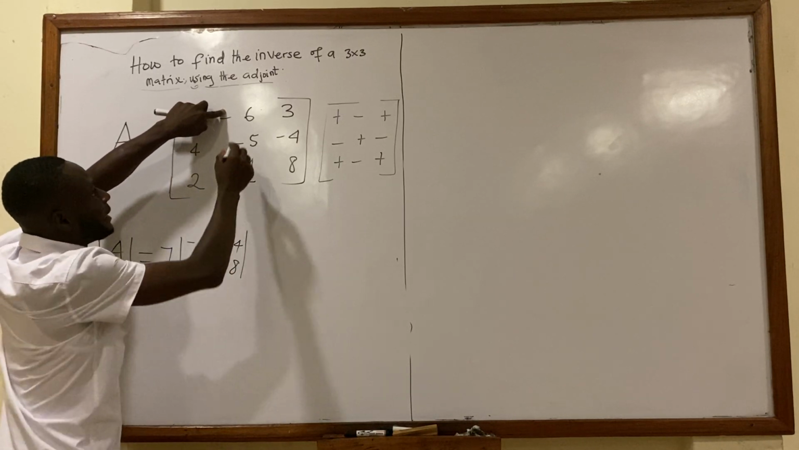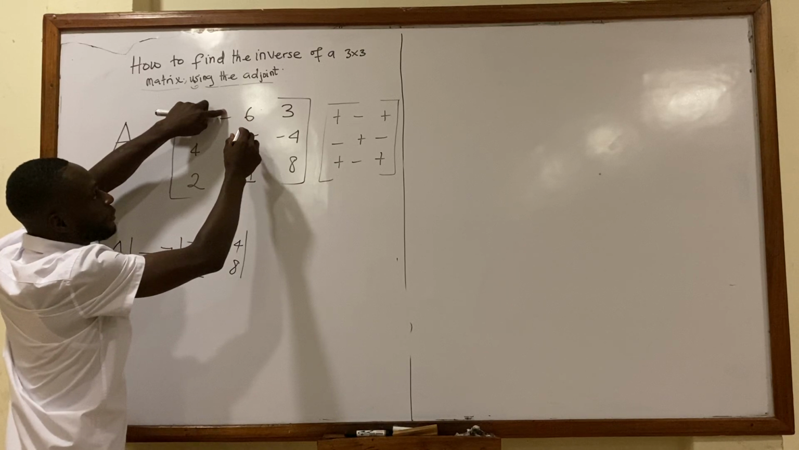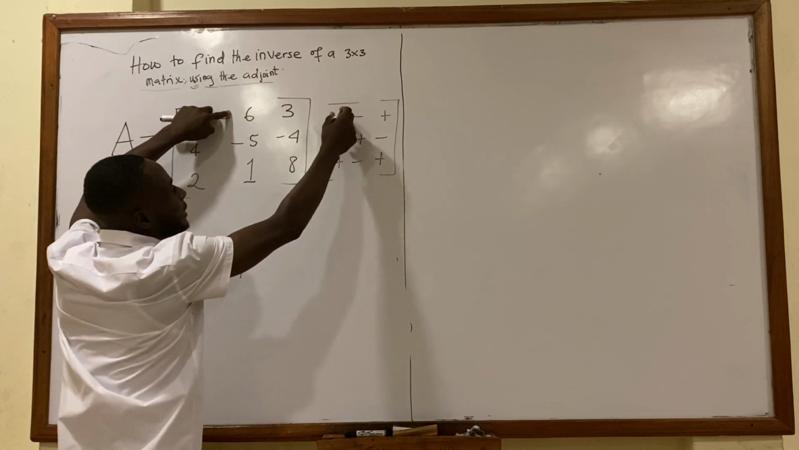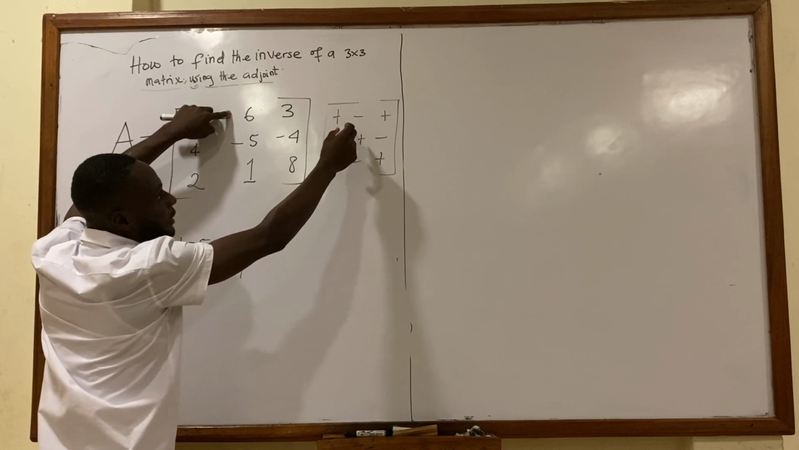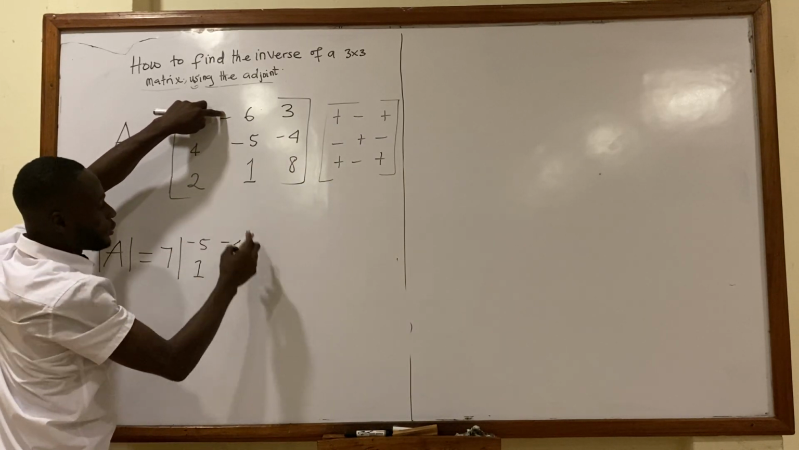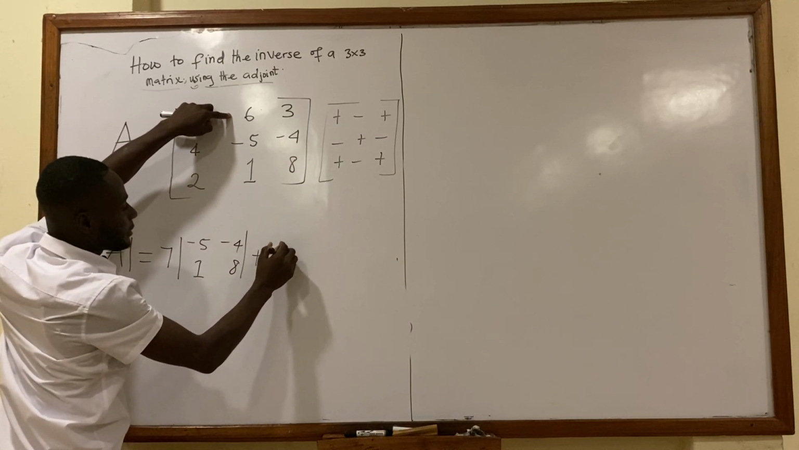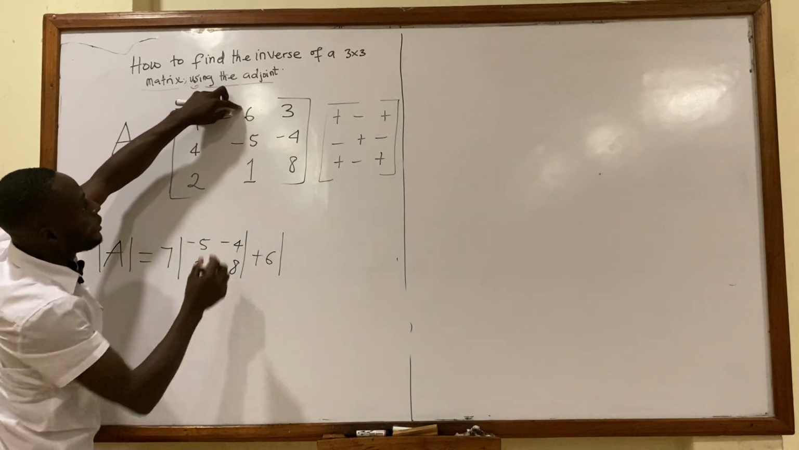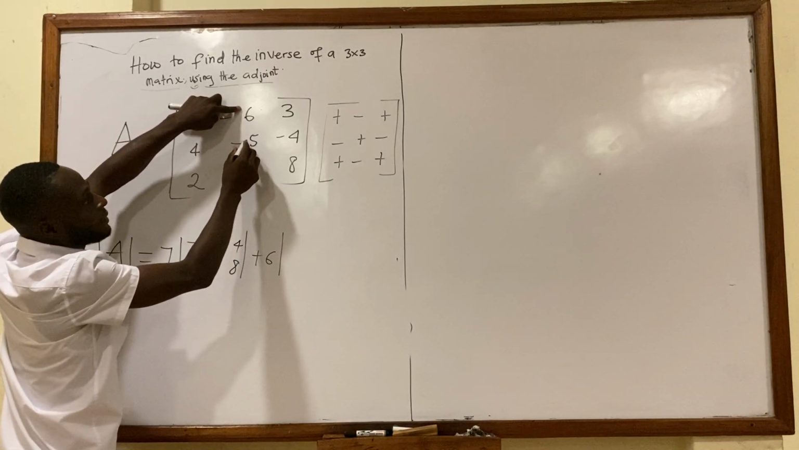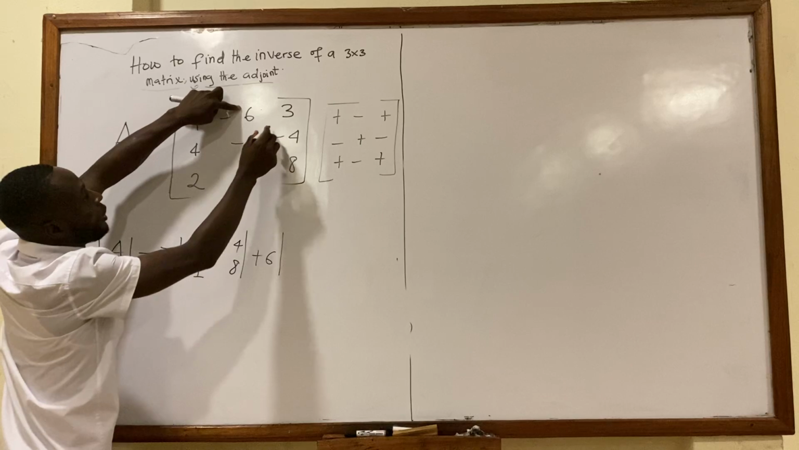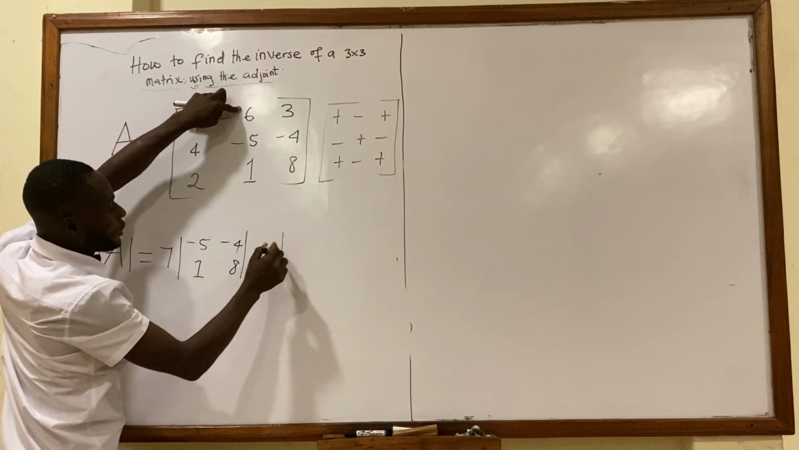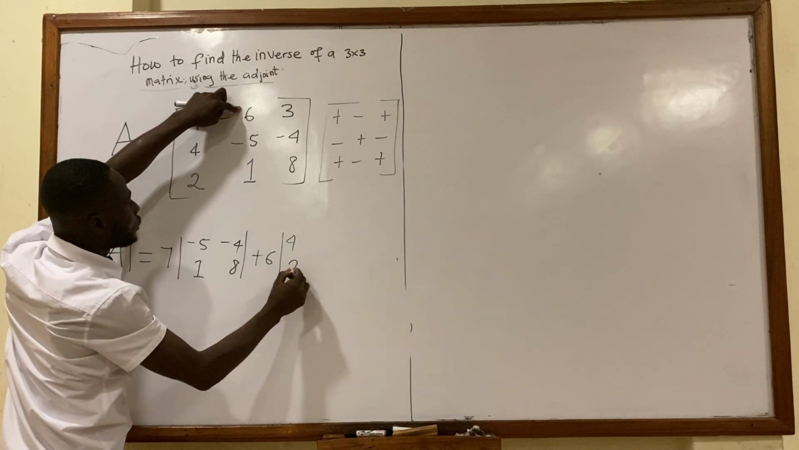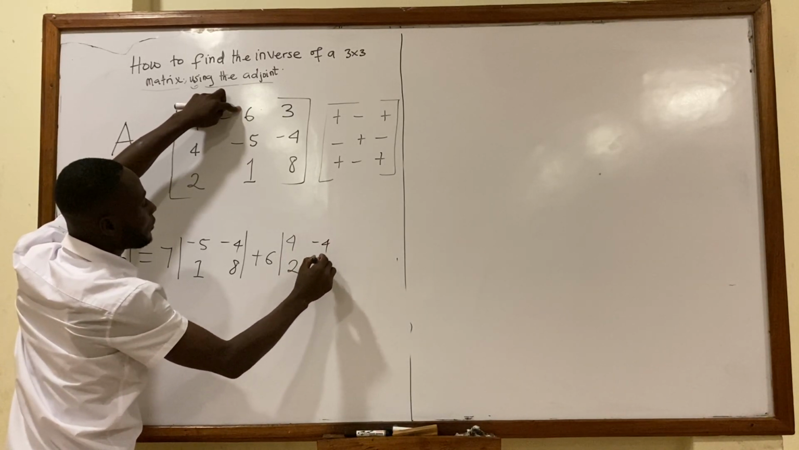Minus the second element, which is minus 6. But on a 3 by 3 operations, the second element is already negated. So minus minus is going to be plus 6. And then we cover all the elements under this 6, and we cover the rest of its row. So we have this element and this element. So we have 4, 2, minus 4, and 8.